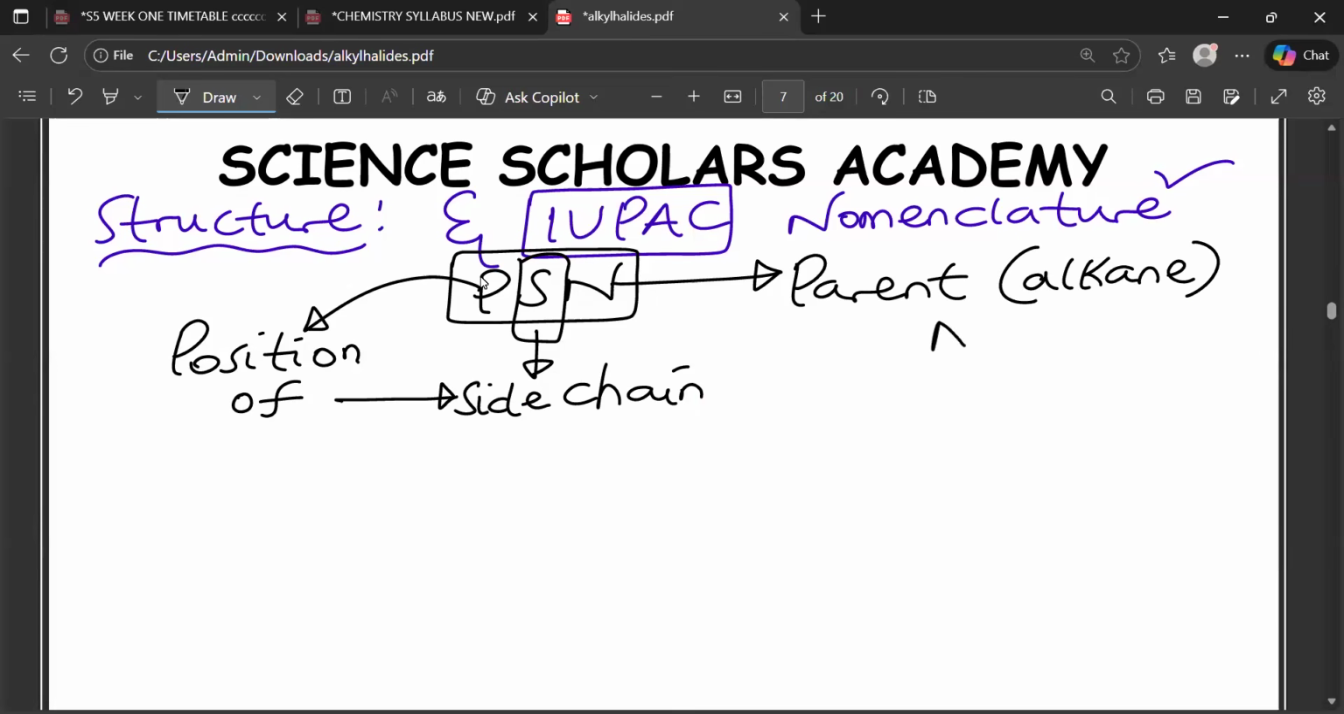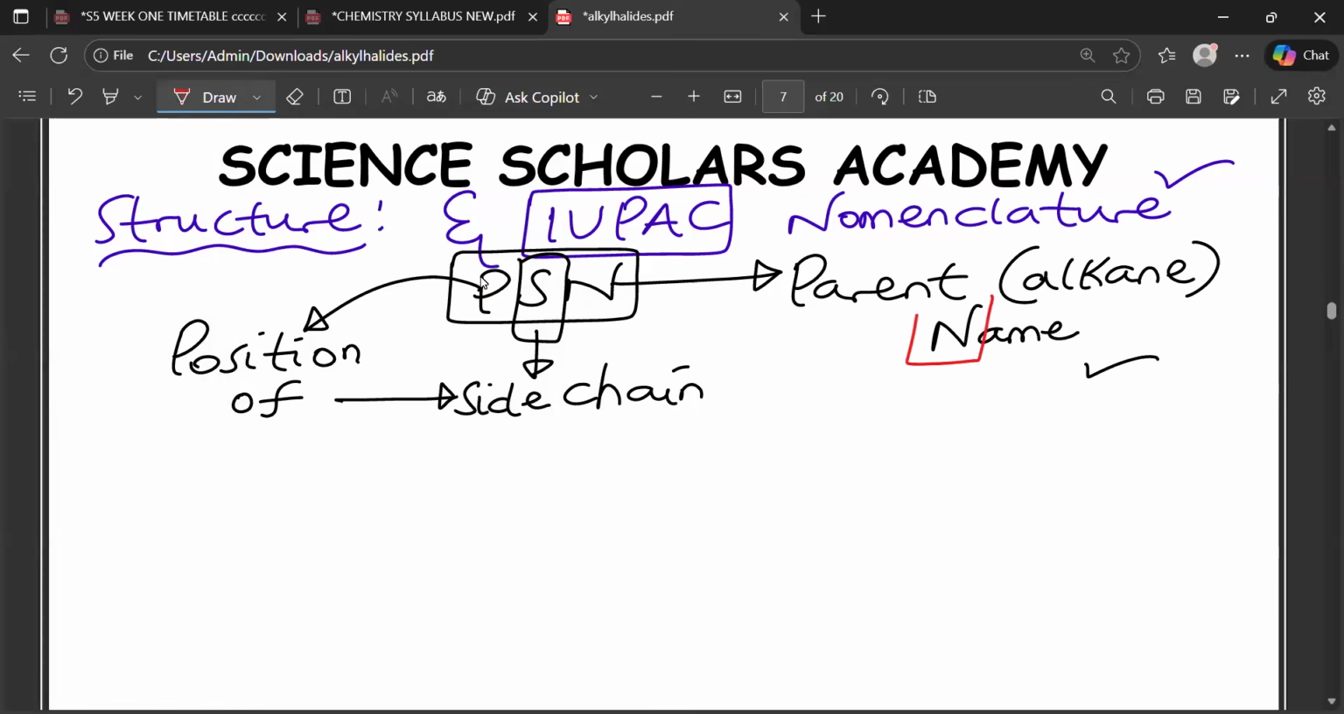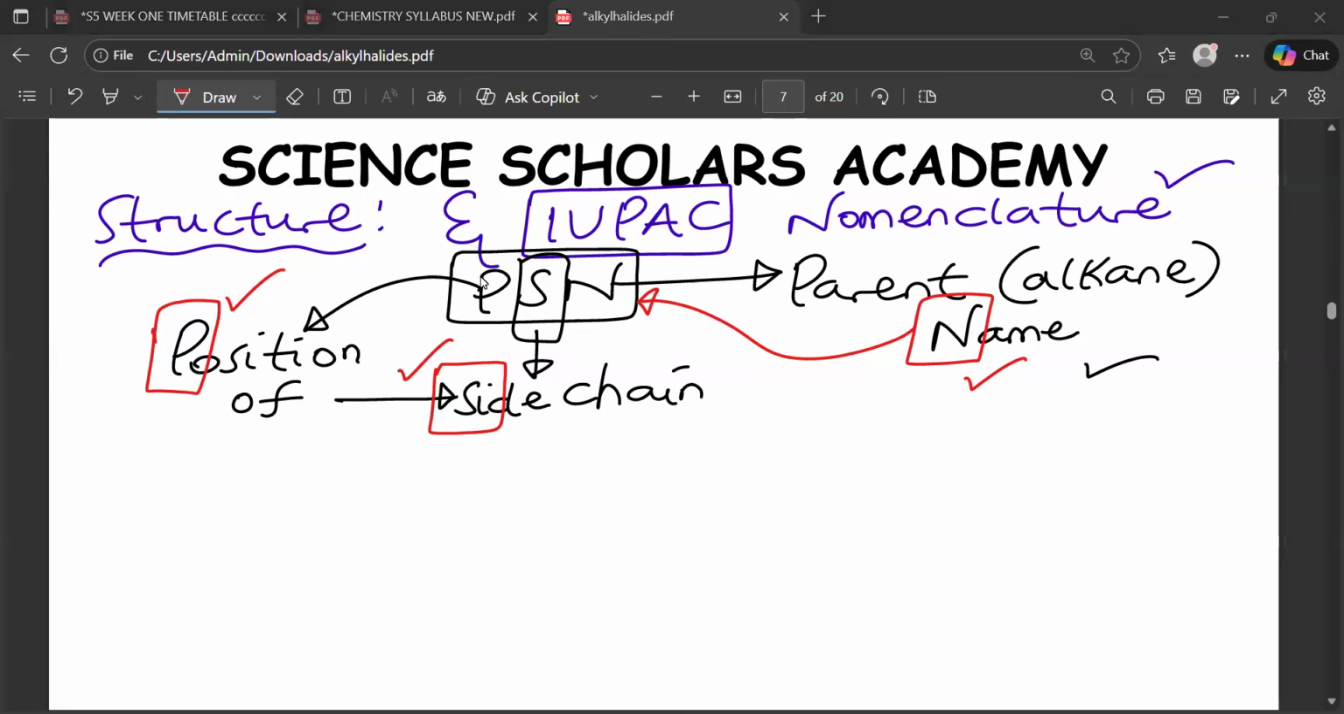It is usually the parent alkane name. So this N is for name, maybe like E. So that one is for the parent alkane name. This P is usually for position, but position of the what? Of the side chain. This is not so important. You can name even when you don't know PSN. But for me, I just like it for its versatility, in that it applies at so many occasions, and it is always nice. So let's first do first principles and see if it will help us.